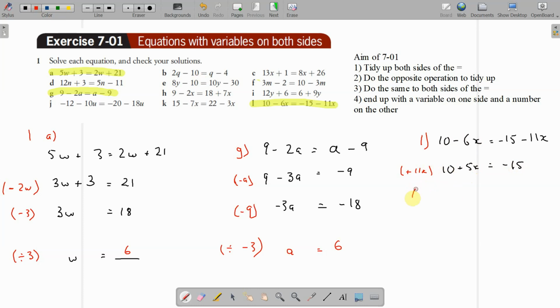We're going to take 10 away. The whole idea is to tidy it up. Take 10 away from there, that's gone. 5x is all that's left. But we're going to take 10 away from here. That's minus 15 minus 10 is minus 25. 5x to x, we divide by 5. That takes us to x. Do the same on both sides. Minus 25 divided by 5 is minus 5. There we go. Revision on 701.